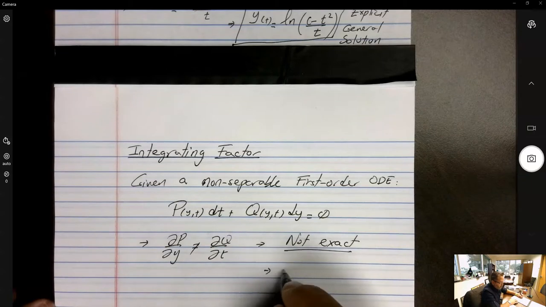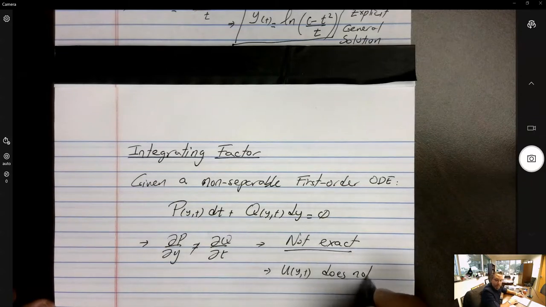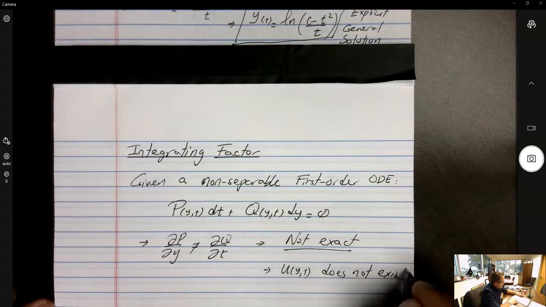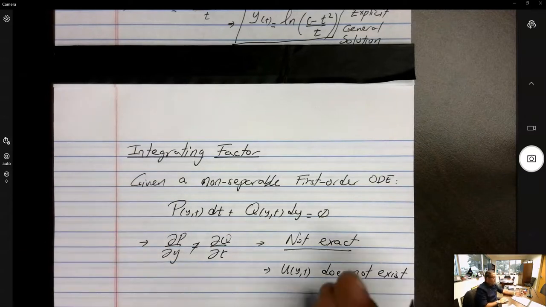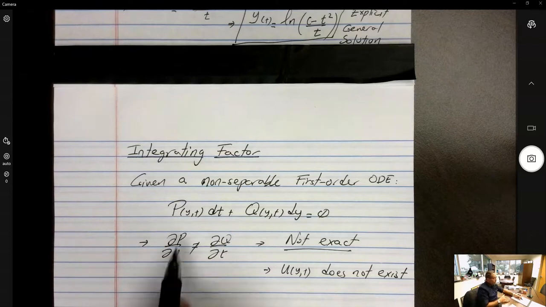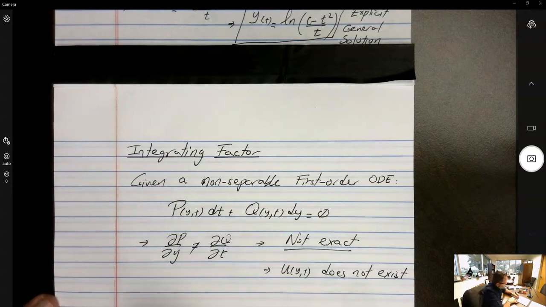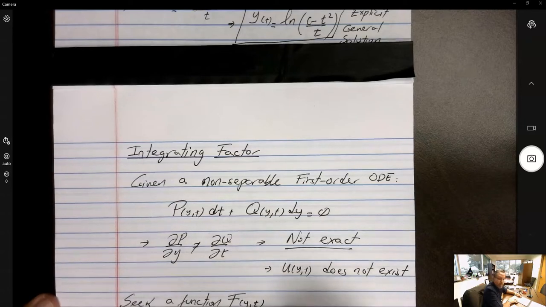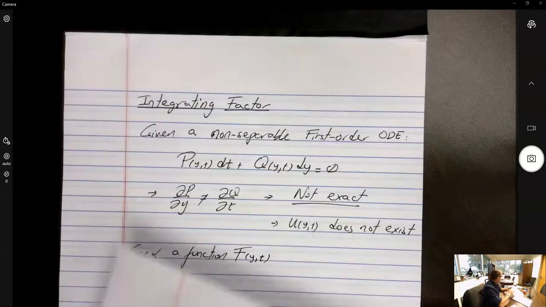And therefore, u of y and t does not exist. You cannot find it. If it's not exact, you can try doing the integral, but you're not going to find that common term in between the two, so that function does not exist. Now what we're going to try to do is seek a function f of y and t. I'm going to look for a third function.